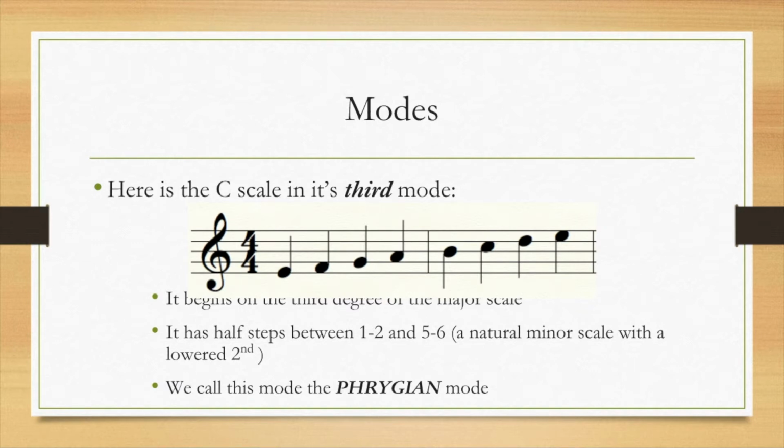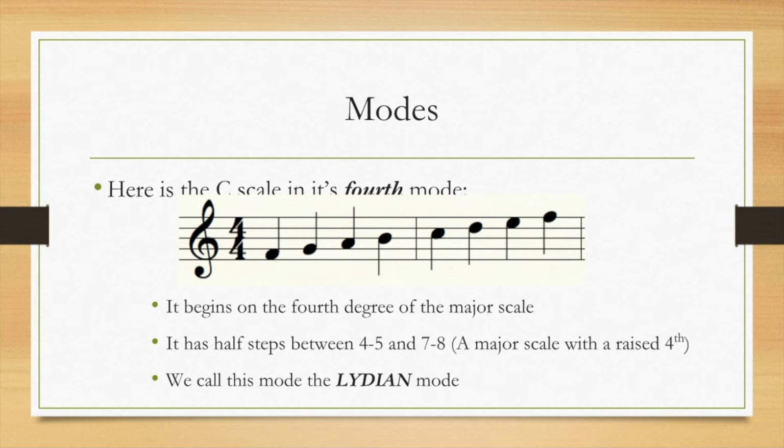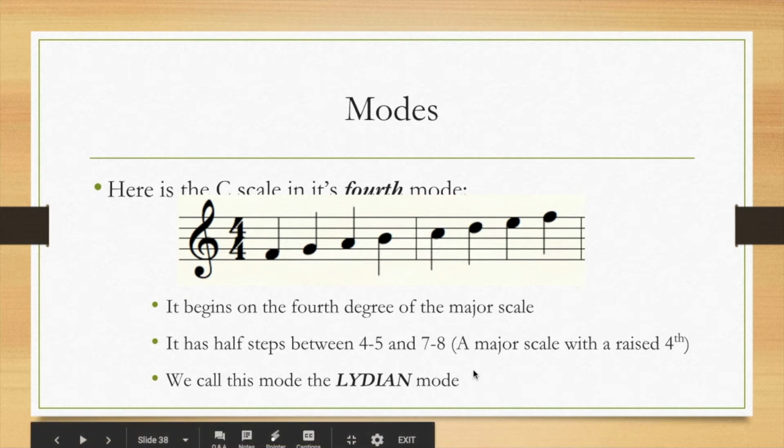Okay. The fourth mode starts on the F. Ta-da! Guess what? It has half steps between 4 and 5 and 7 and 8. Cool? If you look at this, you've got no sharps, no flats, and you think, oh, well, that kind of looks like an F major scale, but it doesn't have that B flat in there that we need. So basically, this Lydian mode, as we will call the fourth mode, has a raised fourth because there's no B flat right there. The Lydian mode sounds like this.